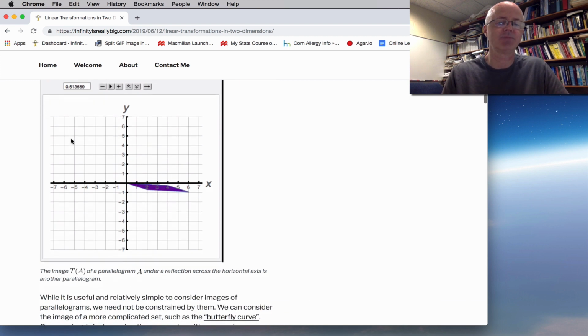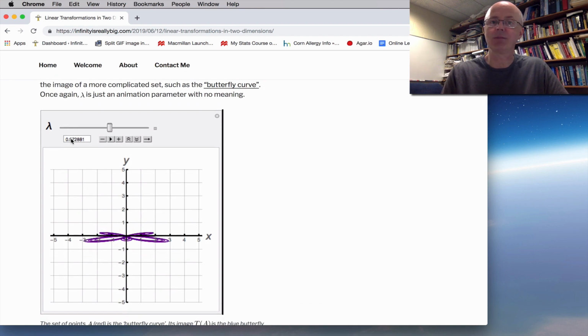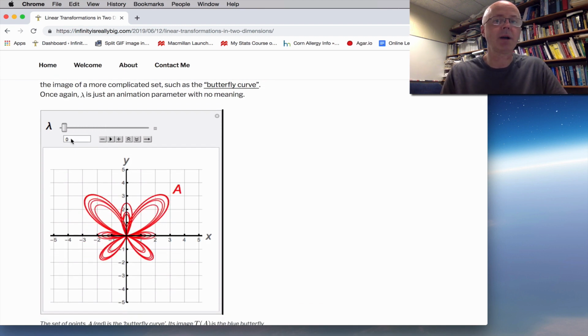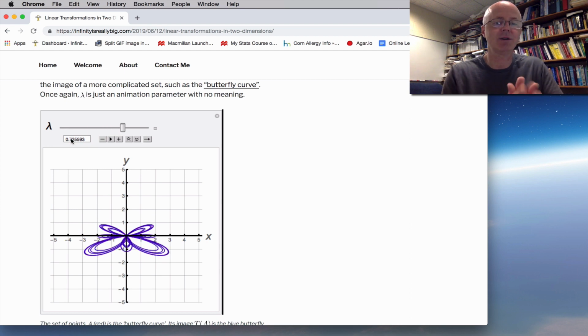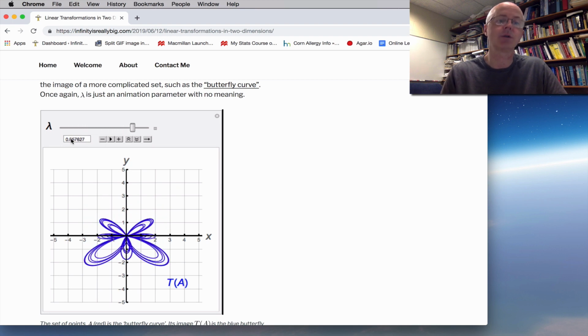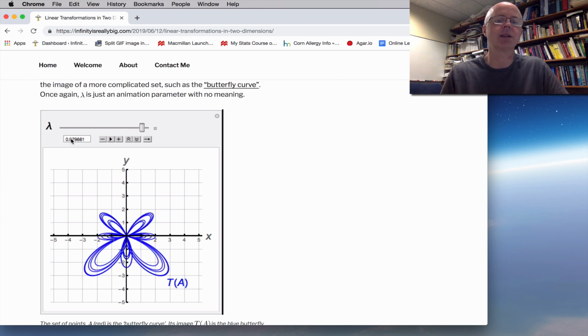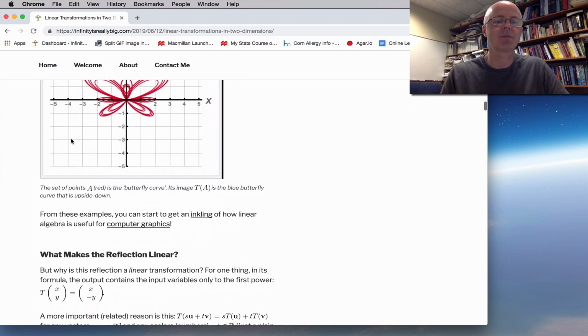Okay, a more interesting curve is something called the butterfly curve, which can be described with parametric equations. I'm not going to get into that, but here you see a beautiful butterfly in red that is the starting set A when lambda is 0. When lambda goes up to 1, it gets transformed into T of A, which is the upside down butterfly. The butterfly is getting reflected across the horizontal axis.